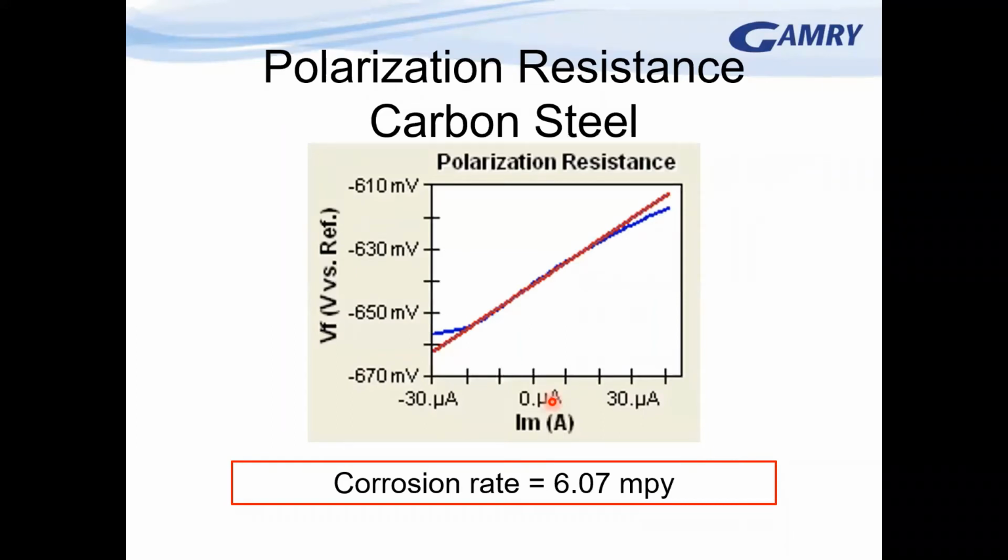So if we use the Stern-Geary equation to calculate the corrosion rate for this particular sample, we end up with a value of 6.07 milli-inches per year. And we need to remember that number because we're going to compare it with the two other techniques I'm about to talk about.